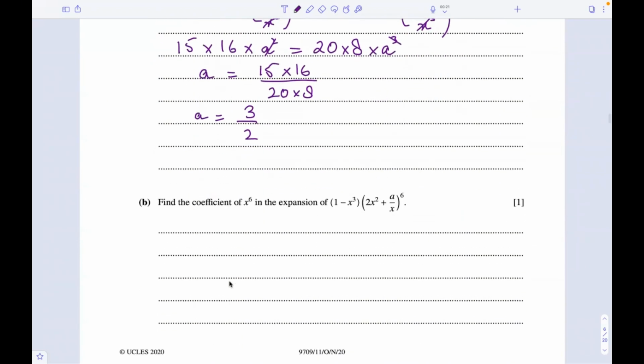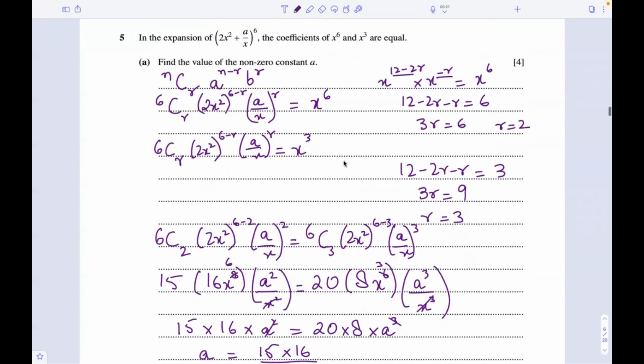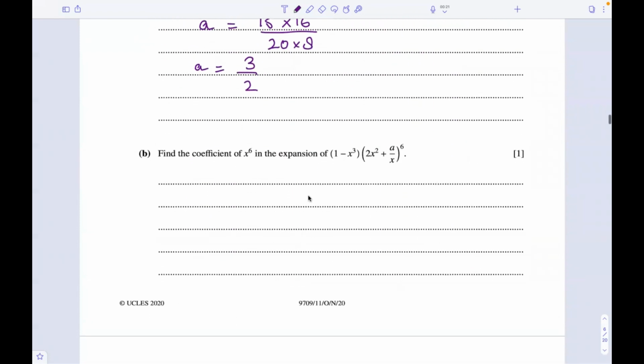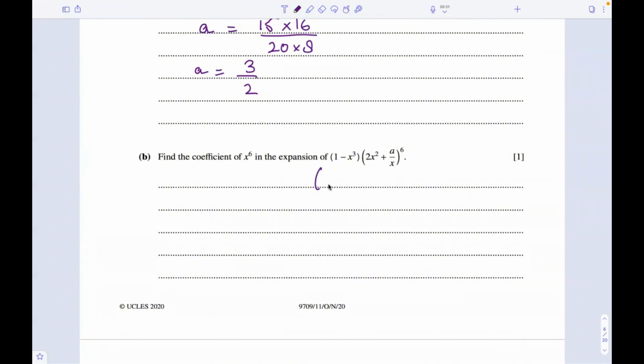Now in part B, we have to find the coefficient of x to the power 6 in the expansion of 1 minus x cube multiplied by 2x square plus a upon x to the power 6, which is the same as in part A. To do that, we know that the coefficients of x cube and x power 6 are equal. So let's say the coefficient of x cube was a, and the coefficient of x to the power 6 was b.